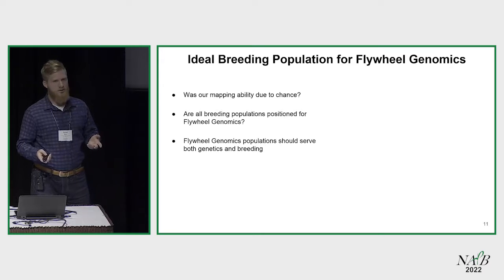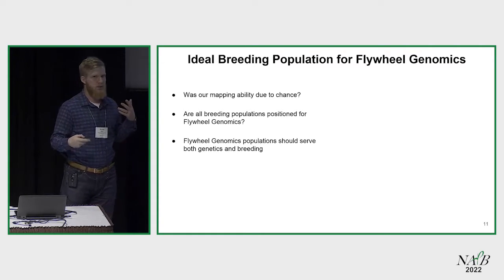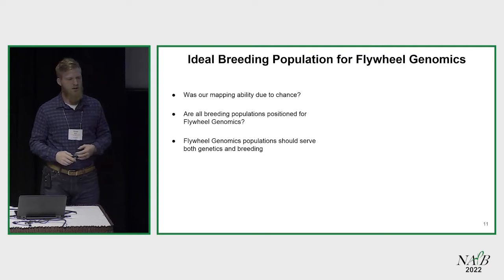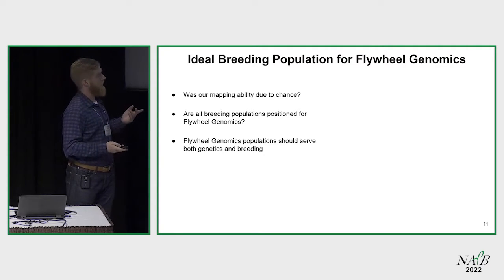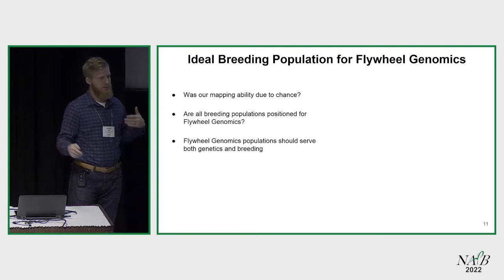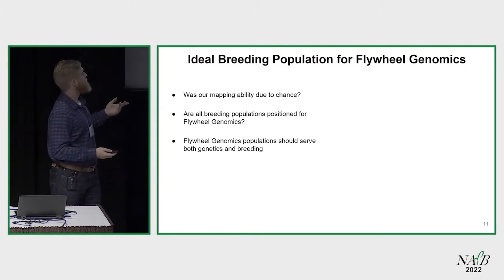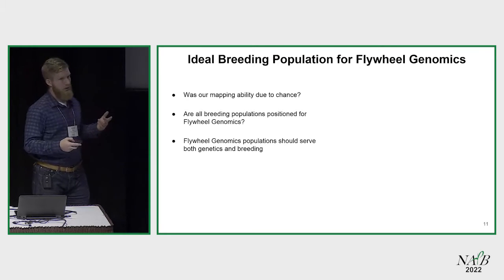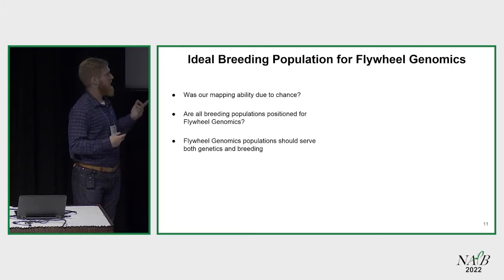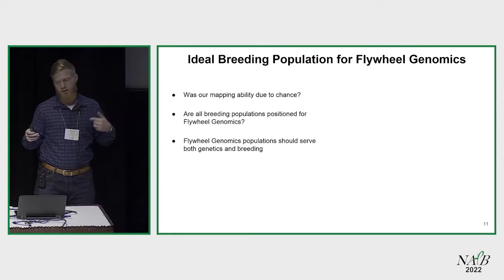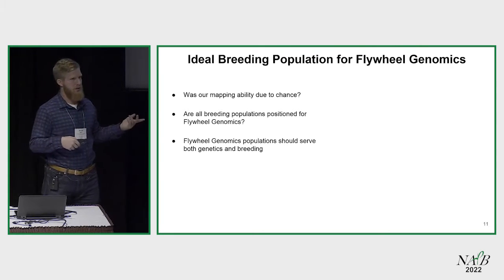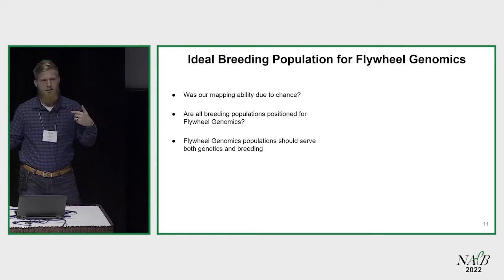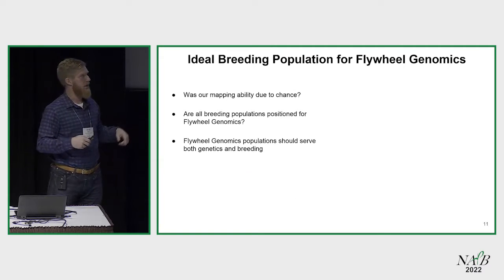We asked ourselves, is the success we had with this breeding program due to chance? Right? Or is this population better positioned for it? So I came up with a criteria. If we want to do this flywheel genomics, it has to benefit both genetics and the breeding. So you can create mapping populations, but it doesn't benefit the breeding program. The breeding program can maximize genetic gain, selection schemes, but that might not benefit genetics.